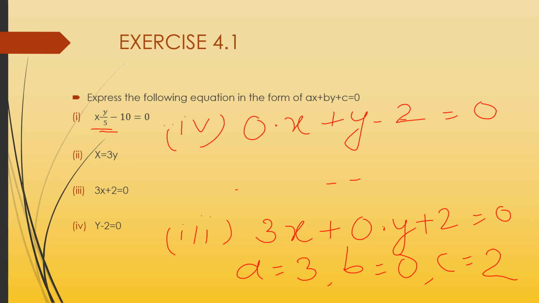If you compare it with the standard form, it is now in the standard form ax plus by plus c equals 0. So what will be the value of a here? Yes, good. It is 0. The value of b will be 1. The coefficient of y is b, that is 1. And the value of c is minus 2.